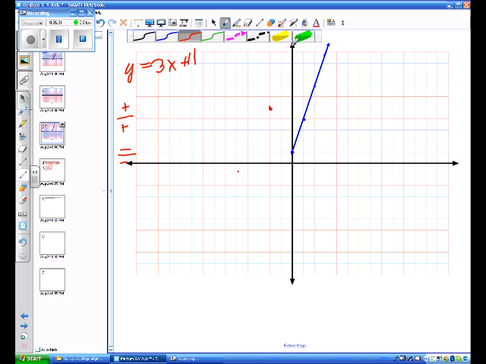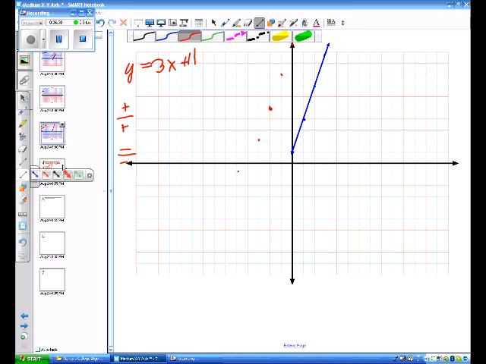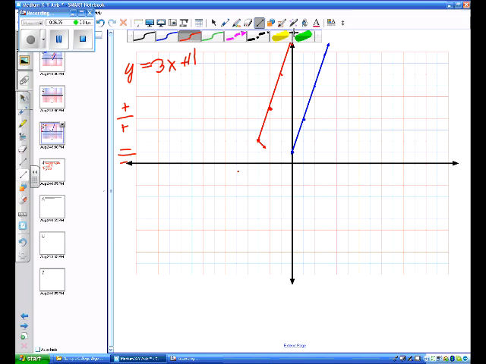So let's go down 3, 1, 2, 3, and to the left 1. Down 3, to the left 1. Down 3, to the left 1. And you can even see that we did go through the point we were supposed to. And if we graph this now, then our lines are parallel, and we went through the point that we were supposed to, negative 2, 5.